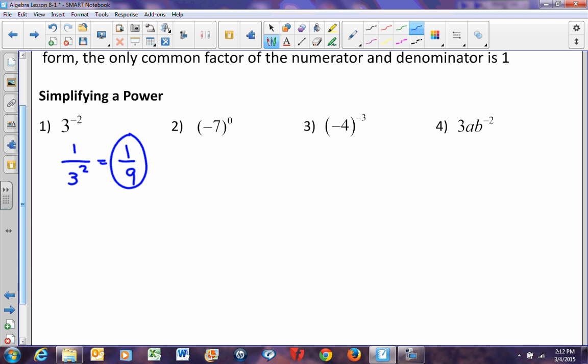Negative 7 to the 0 power. Well, the property of exponent tells us anything to the 0 power is 1, so the answer to this is just 1. Not negative 1, just 1.